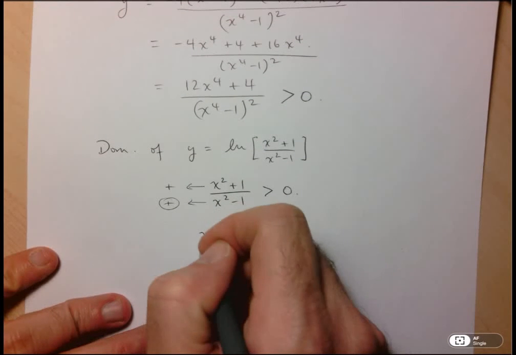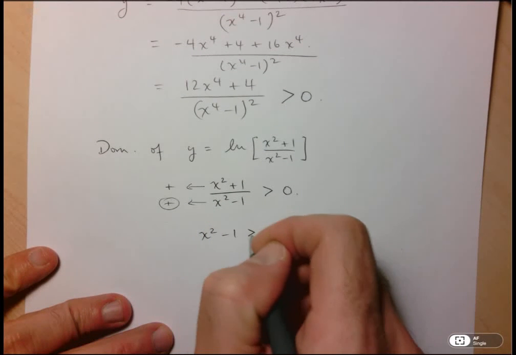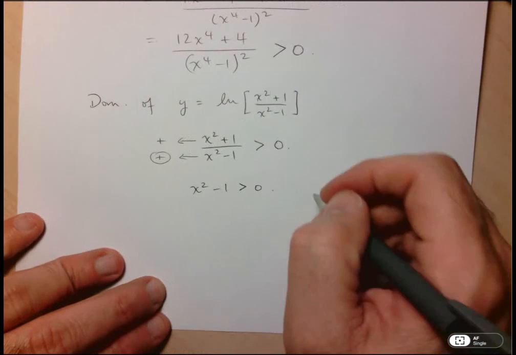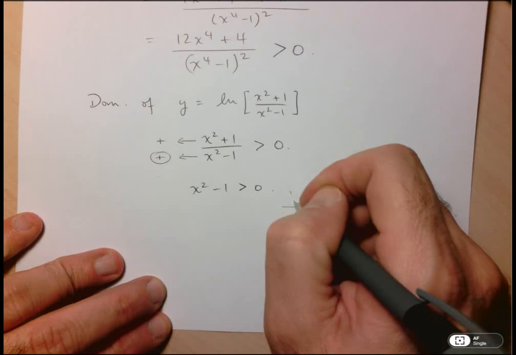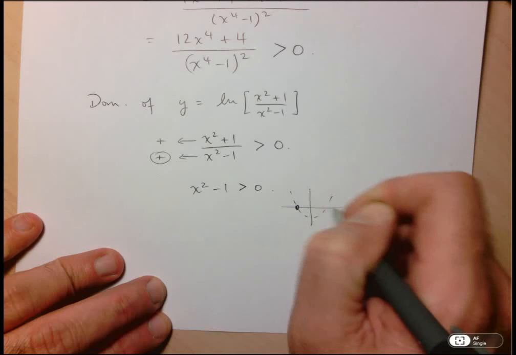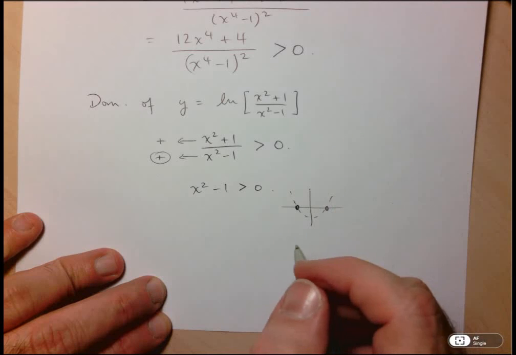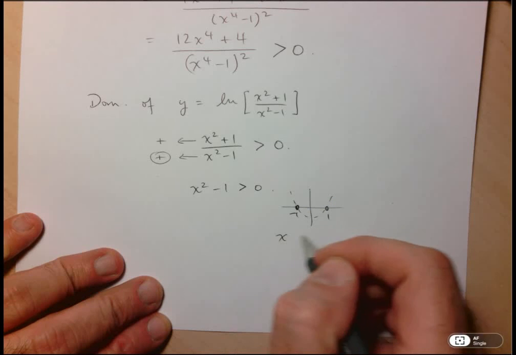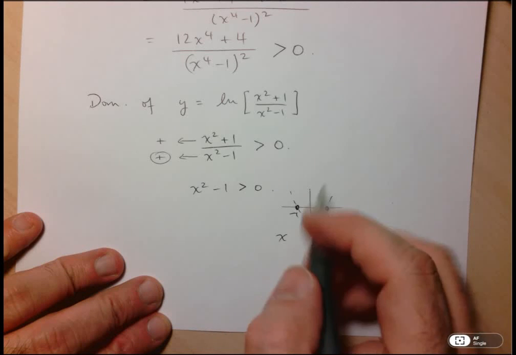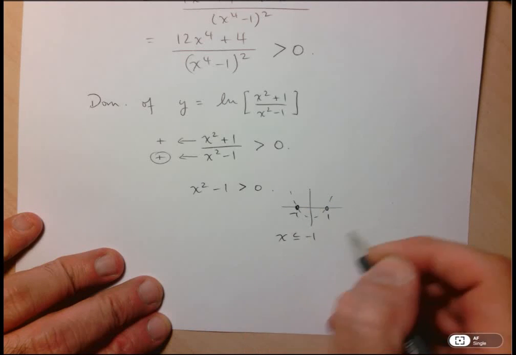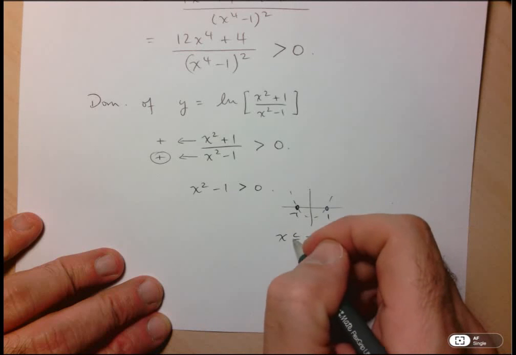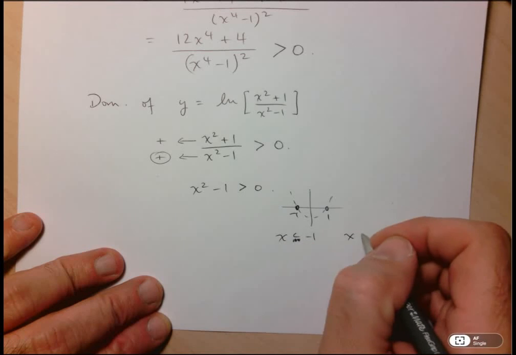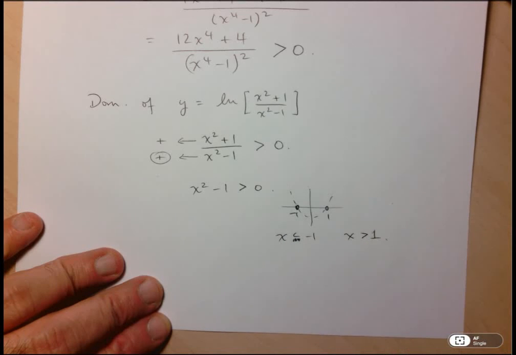So here we need x squared minus 1 to be greater than 0 in order to make the whole fraction greater than 0. If I just draw a quick sketch, I see that x squared minus 1 looks something like that, and it's greater than 0 when x is less than negative 1. Actually, sorry, just less than negative 1 because we need it to be strictly greater than 0, and when x is greater than positive 1.